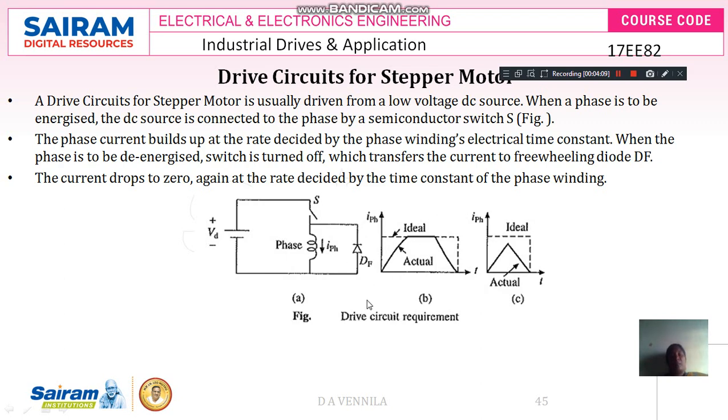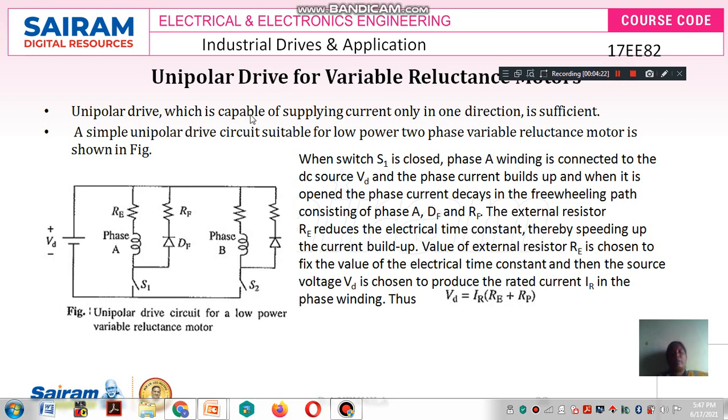Now I am going to discuss the unipolar drive circuits for stepper motor. This is a unipolar driver circuit for a variable reluctance stepper motor. Unipolar means the supply current flows in only one direction, so it is sufficient. This unipolar drive circuit is suitable for low power applications.